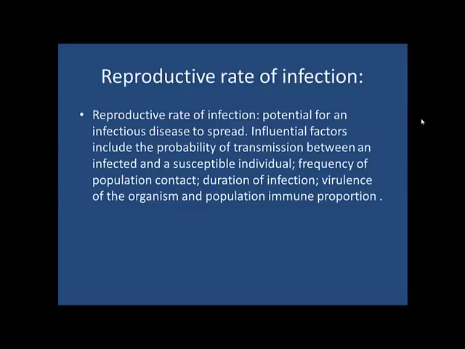The reproductive rate of infection. So the reproductive rate of infection is the potential for an infectious agent to spread. Influential factors include the probability of transmission between an infected and susceptible individual, the frequency of population contact, duration of the infection, the virulence of the organism, and the population's immune proportion. Basically, the reproductive rate is the ability and the speed at which an infection can travel from person to person.